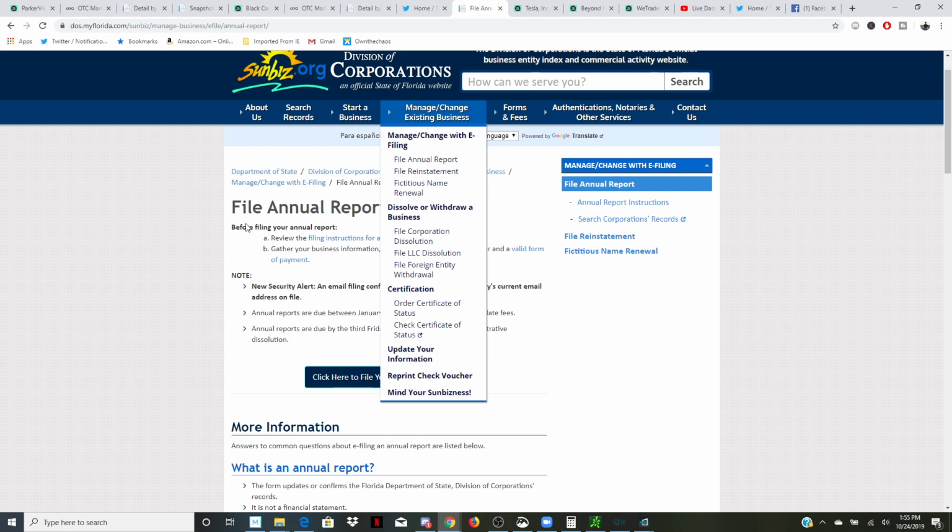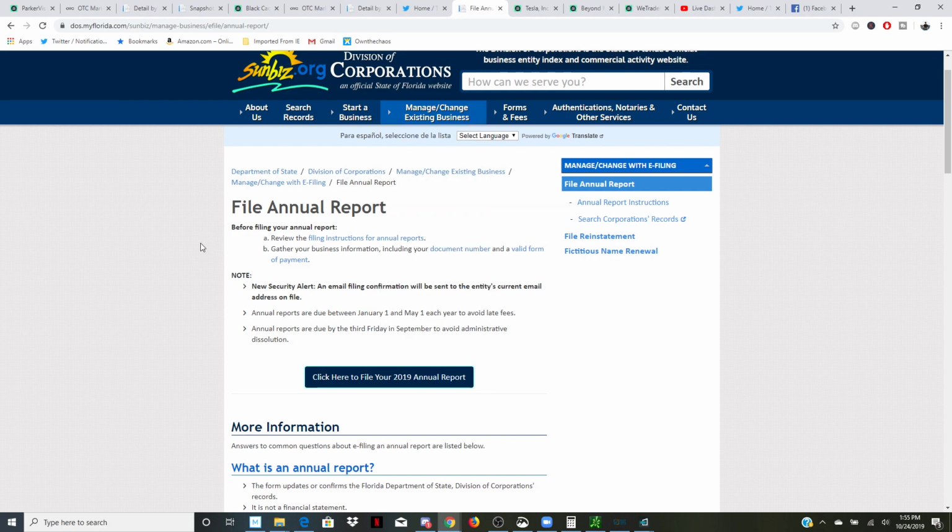If you pull this up and look at the Florida annual reports, it says annual reports are due between January 1st and May 1st each year to avoid late fees. But below that, it says annual reports are due by the third Friday in September to avoid administrative dissolution, which basically means you have to put those annual reports in by the third Friday of September, or else you're defunct. Or else you have to go through the whole reinstatement process again to be up and running.